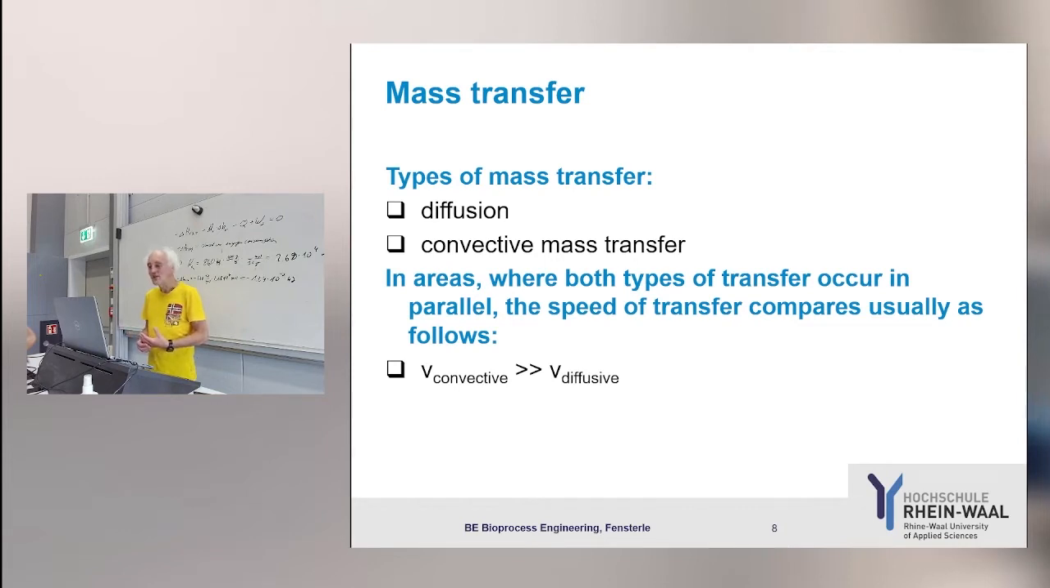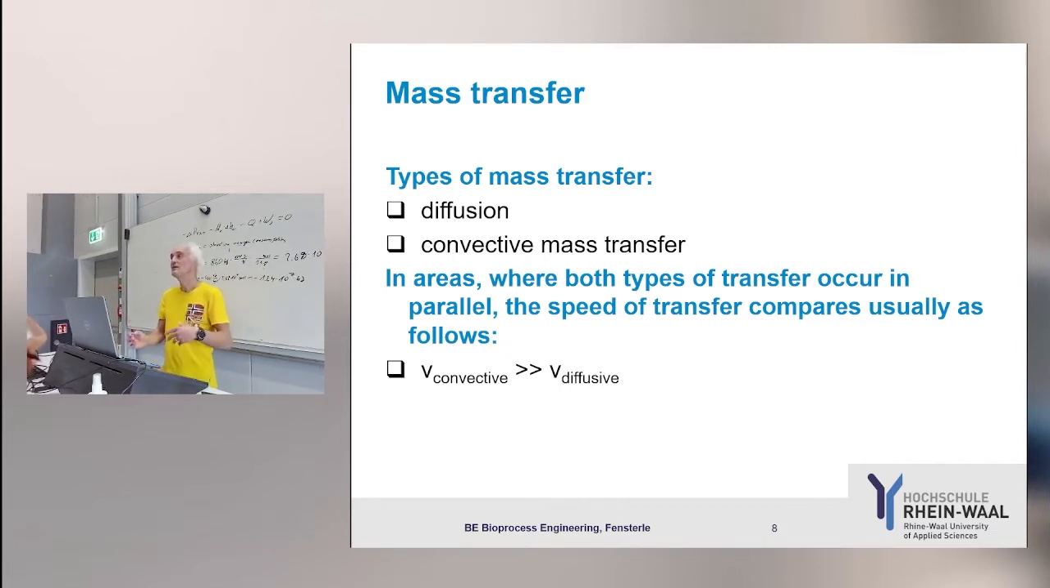And therefore, if I want to calculate transfer times, or if I want to analyze mass transfer, it's fair to neglect everything which is convective, where we also have sometimes momentum transfer in this case, and just look at diffusion, because the error we make by neglecting the convective transfer is low.